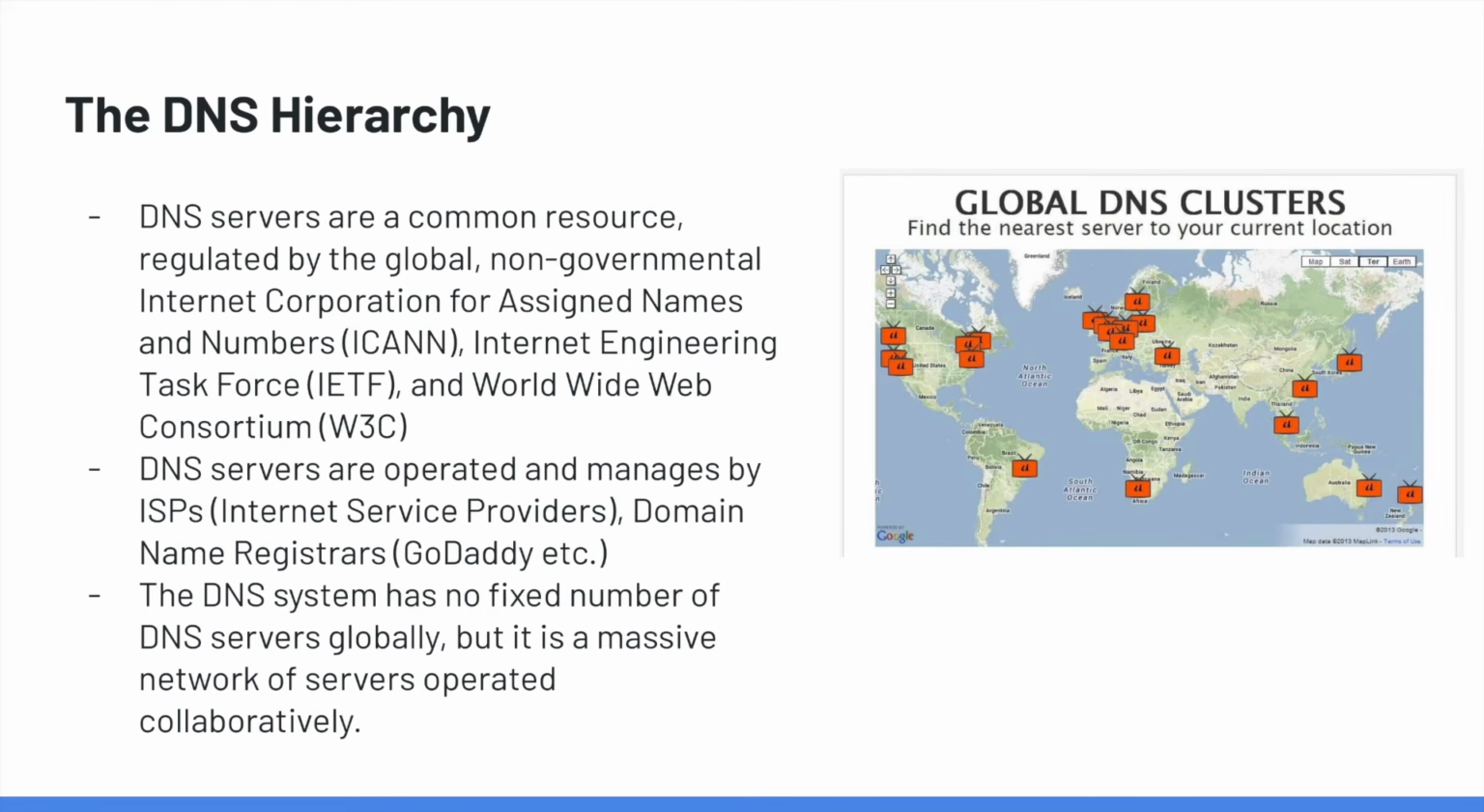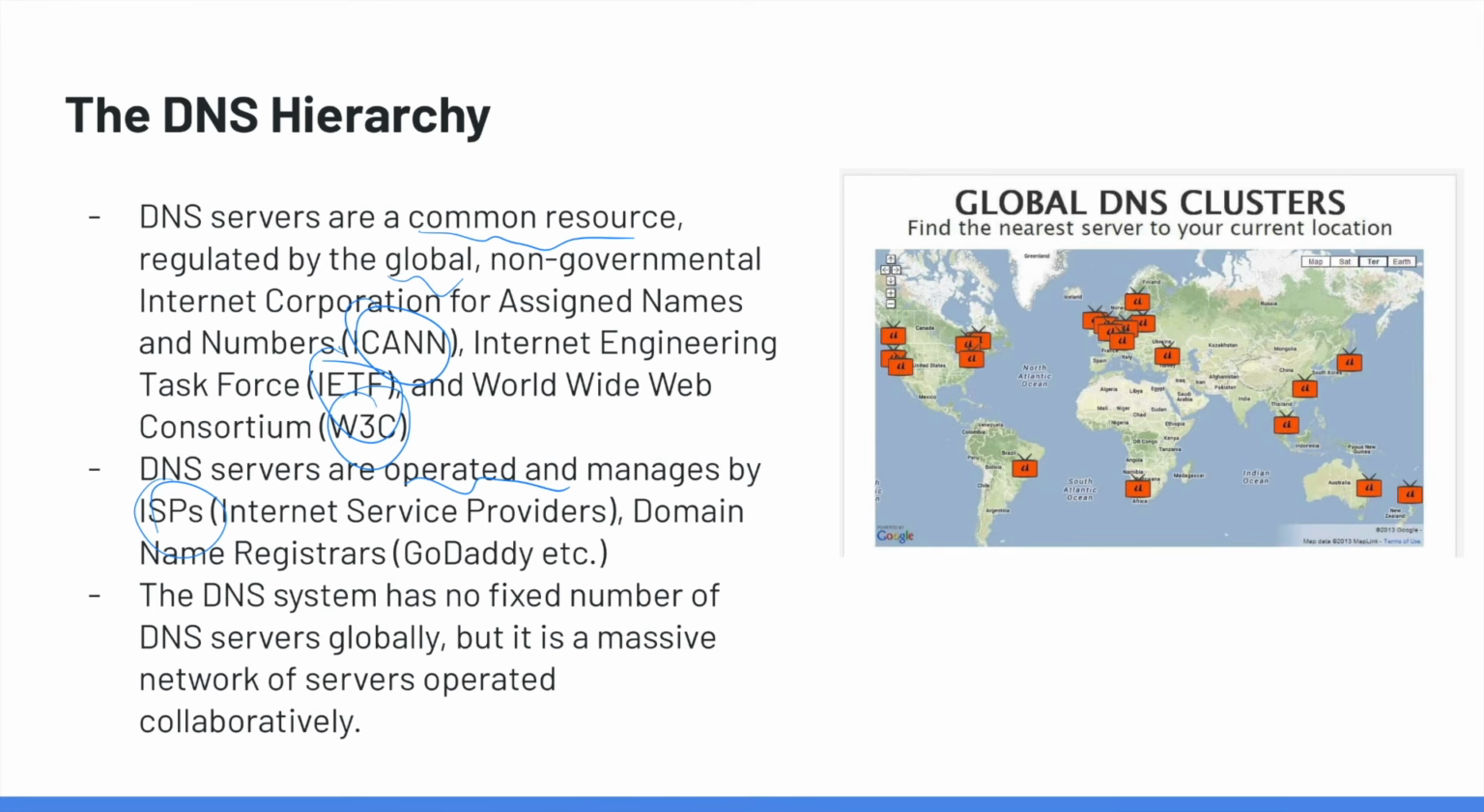Now, as we said before, there is something called a DNS hierarchy. DNS servers are a common resource for everyone on the internet, and they're regulated by a global non-governmental organization, the Internet Corporation for Assigned Names and Numbers, or ICANN. And I guess this is done in conjunction with other organizations like the Internet Engineering Task Force and the World Wide Web Consortium, W3C. So they're regulated and managed by these organizations, but they're operated by ISPs or internet service providers and domain name registrars, of which an example is GoDaddy.